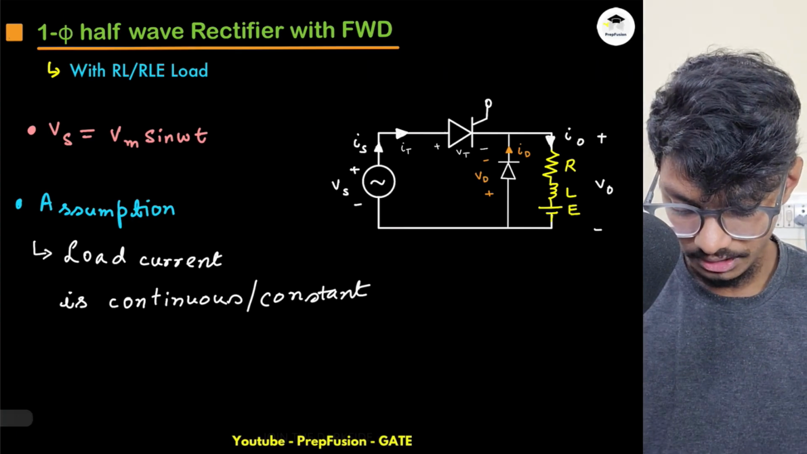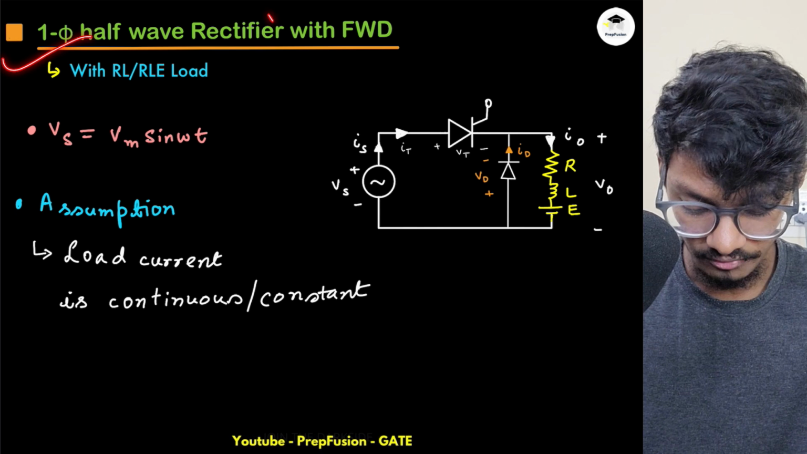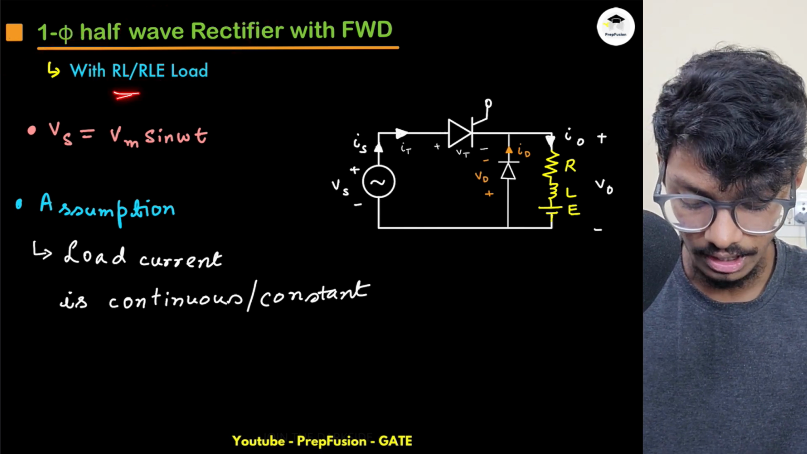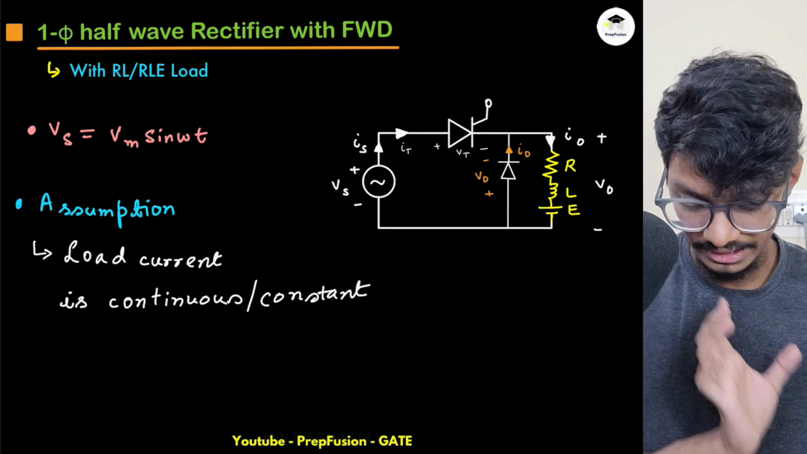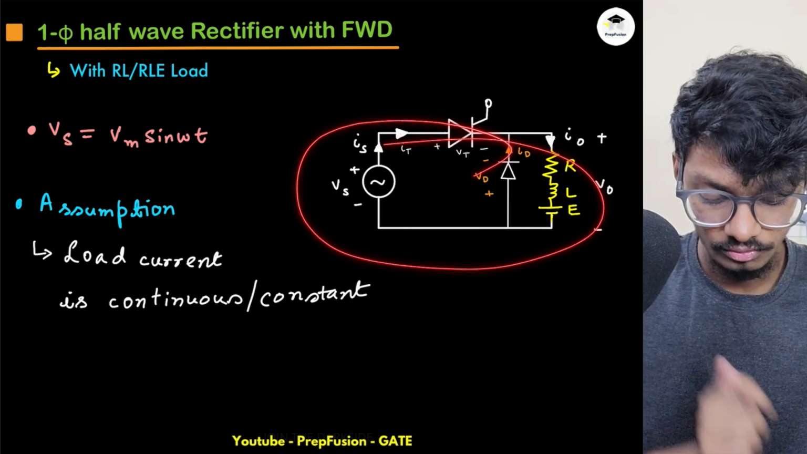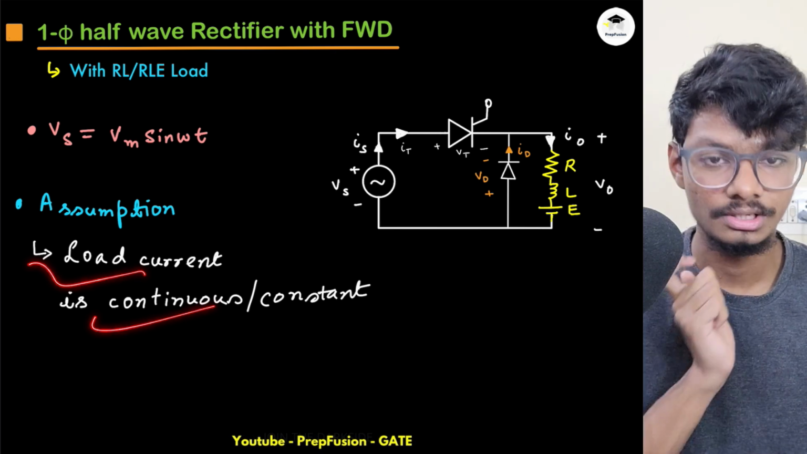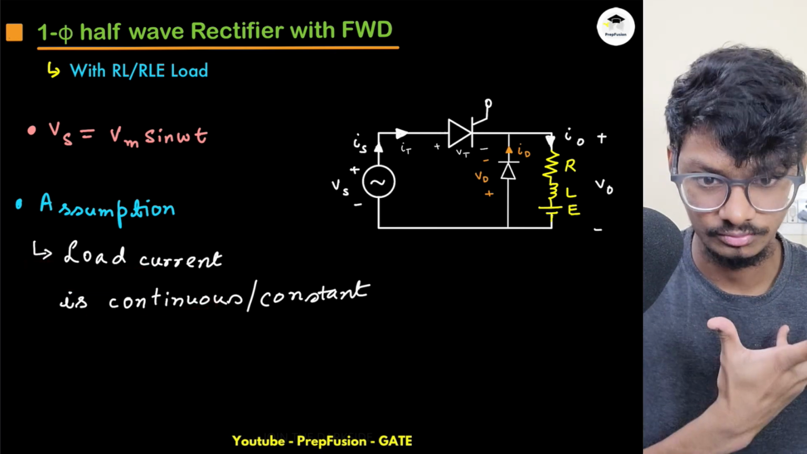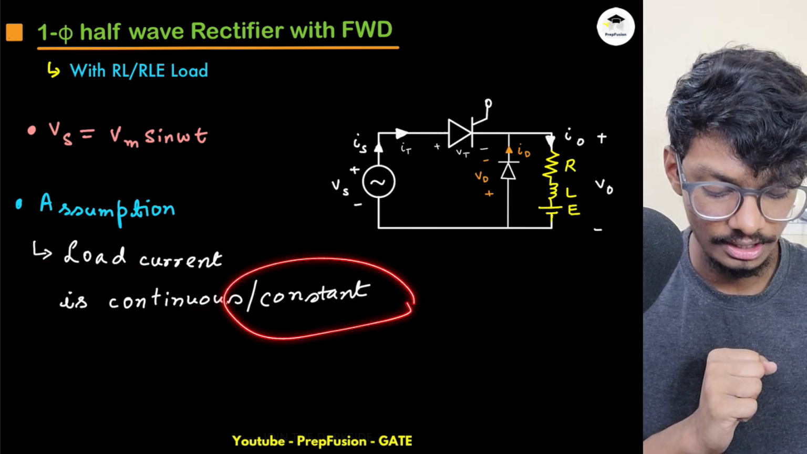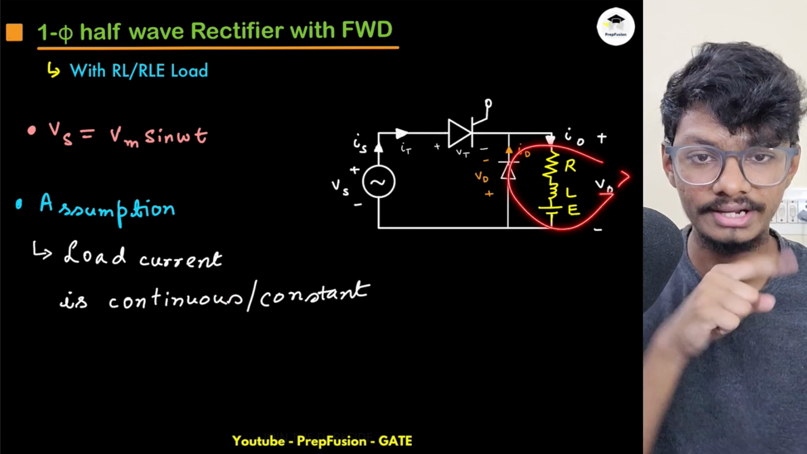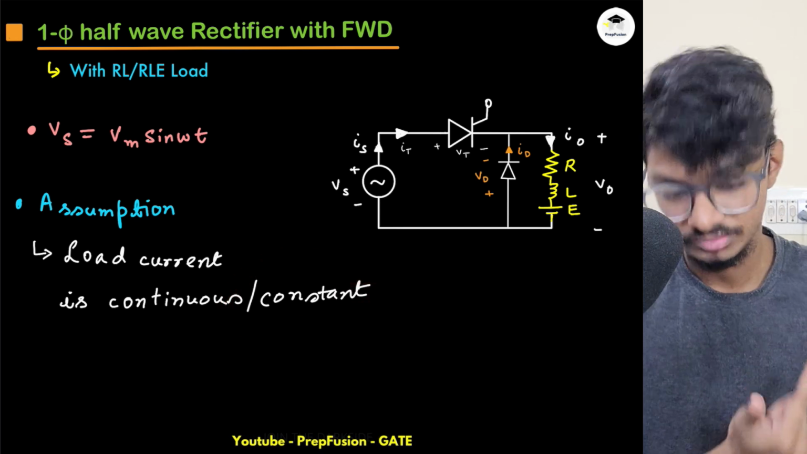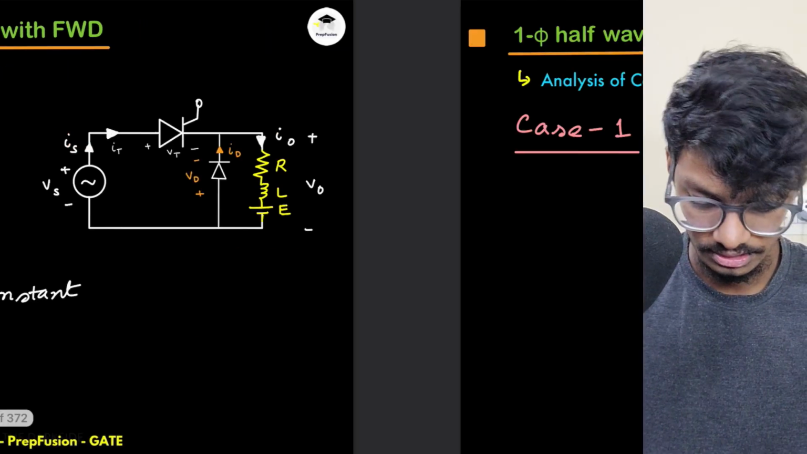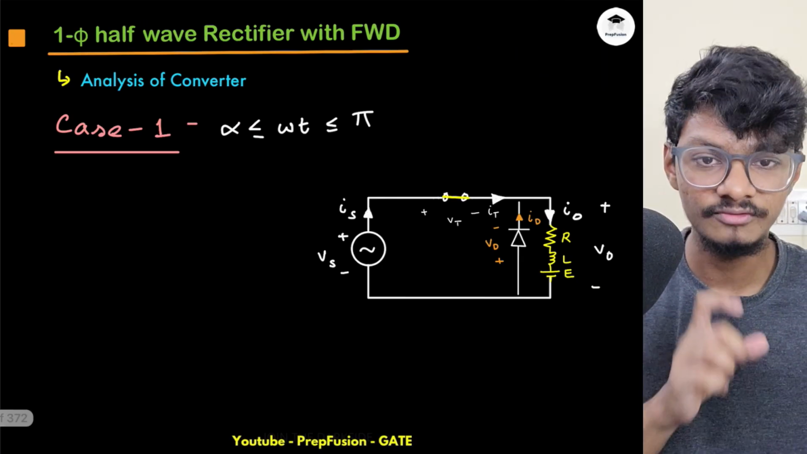So here, first, a single phase half wave rectifier with freewheeling diode with RLE load. Here we'll take one assumption: my load current will be in continuous conduction mode, and if the time constant of this load is very, very large compared to the time period, then I can assume it as constant as well. Once we analyze, we'll understand. Many things will be the same, but a few things will be different.